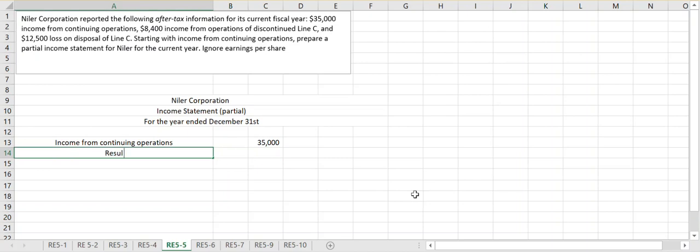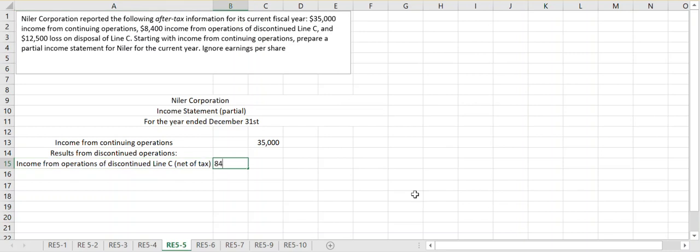Now we have our results from discontinued operations. And again, the reason why we're segregating this out is so that the reader of our financial information really has a clear picture of what's going to be continuing forward with us. So we have our income from operations of discontinued line C, and again, it's net of tax, they told us. And so they earned a net of tax amount of $8,400.